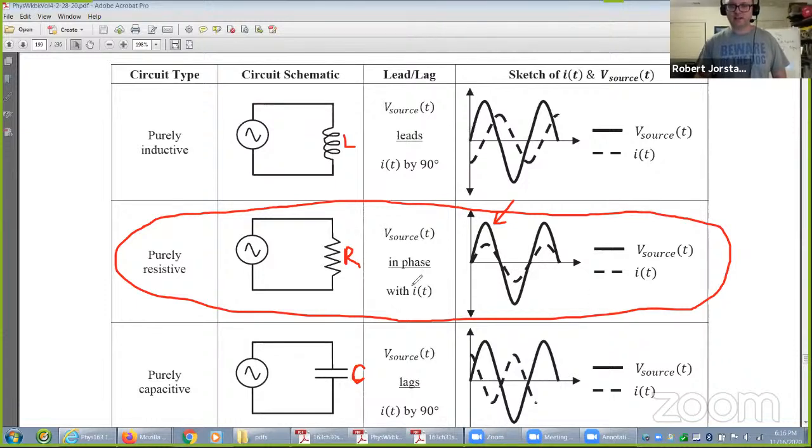Now you're going to hear me say this a lot. In phase just means peaking at the same time. It peaks at the same time. It troughs at the same time. That means in phase.